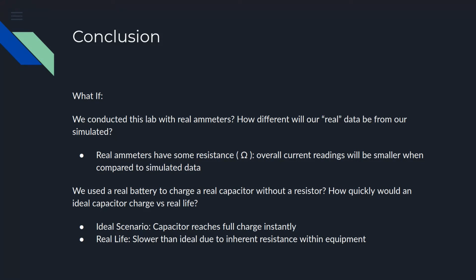What if we use a real ammeter for this lab instead of a simulated one? How will that affect our data? A real ammeter will have a small amount of resistance, meaning that it will slightly inhibit current flow. As a result, overall current readings will be less than what simulated data would show.